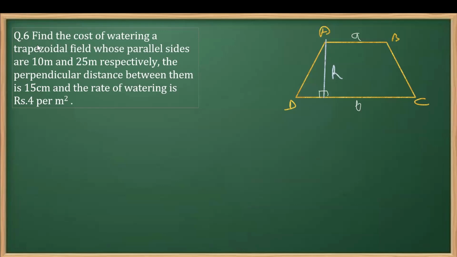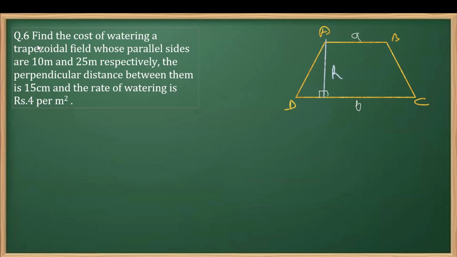In question number 5, we have to find the cost of watering the trapezoid, that is a trapezium field whose parallel sides are given. So we know the length of these parallel sides A and B as 10 and 25. Further, the perpendicular distance between the parallel sides, which is the altitude, h, is given as 15, and the rate of watering is given as 4 rupees per meter square. So clearly first we'll be finding out the area and then the cost.